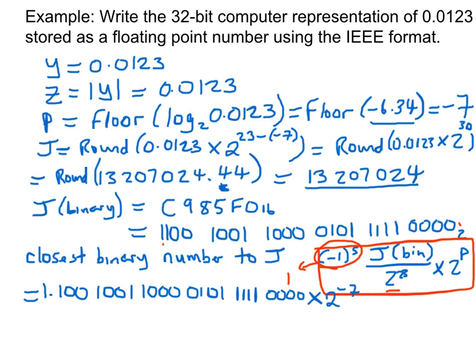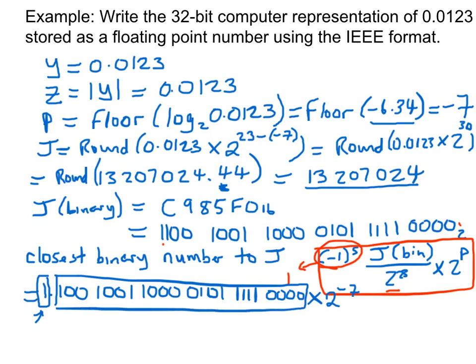Okay. Here's your leading one, right, which the computer knows is there but doesn't choose to store. So what you're left with is this here then, which provides you with your significand. So that's the significand that's stored for that number.